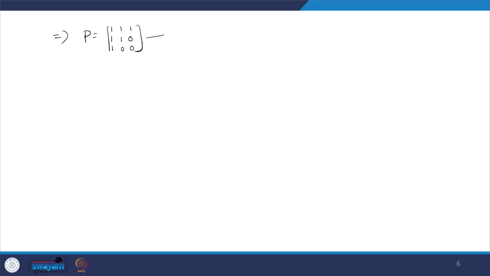Now, I want to cross-check whether my X is equal to P into X prime or not. Now, if I see P into X prime, this is equal to how much? This is equal to [1 1 1; 1 1 0; 1 0 0] times (Z, Y minus Z, X minus Y).